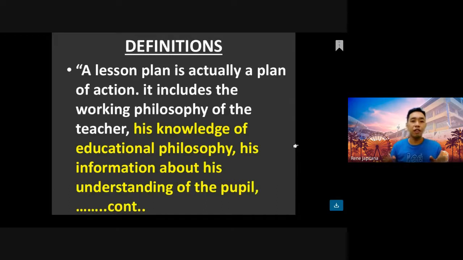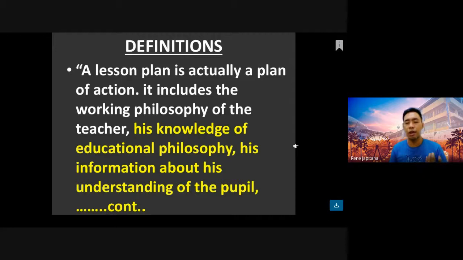We discussed already the philosophical foundation of education, from the traditional philosophy of education to the modern philosophy of education. You can base your philosophy of teaching on that. So your lesson plan will be basically grounded on the philosophy that you are opting for. It requires knowledge of educational philosophy, from perennialism to realism and idealism, that's the traditional one, to reconstructionism.